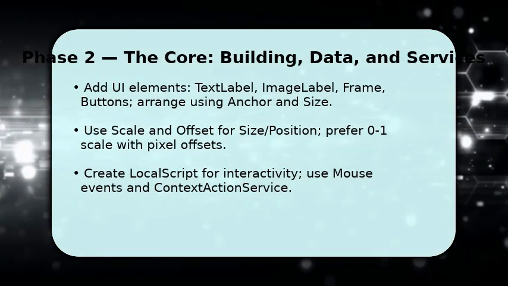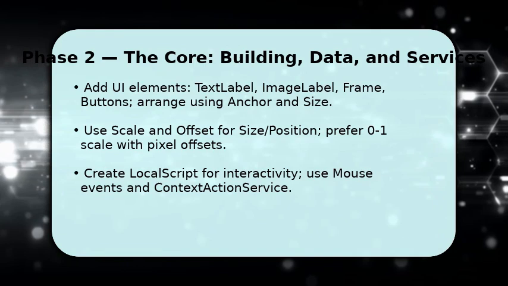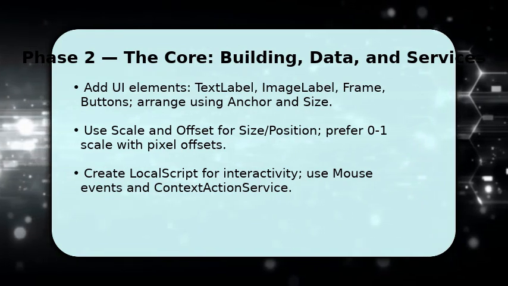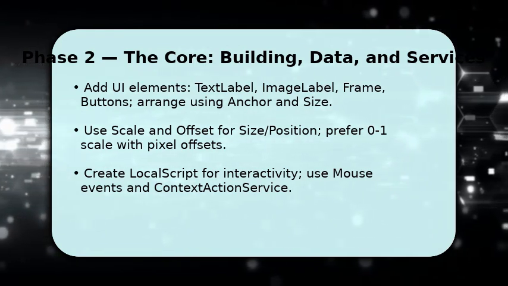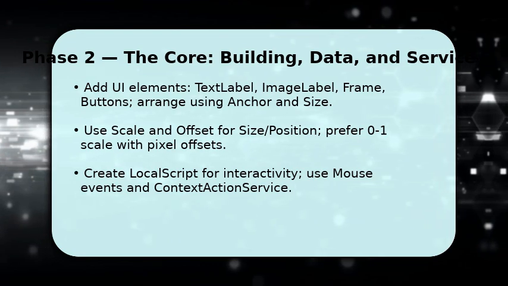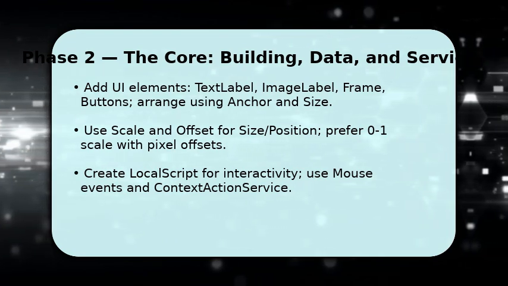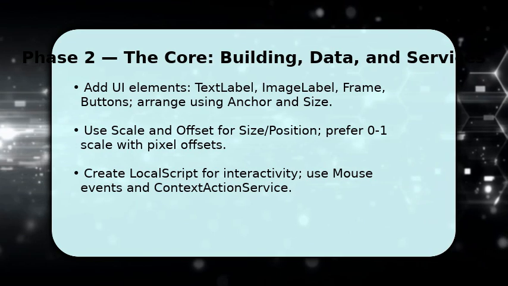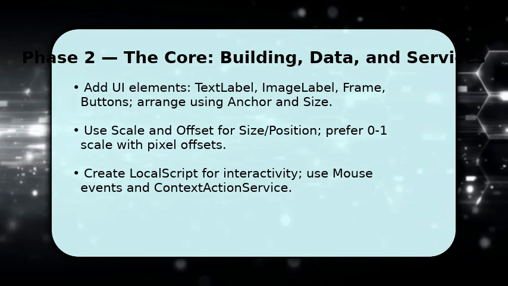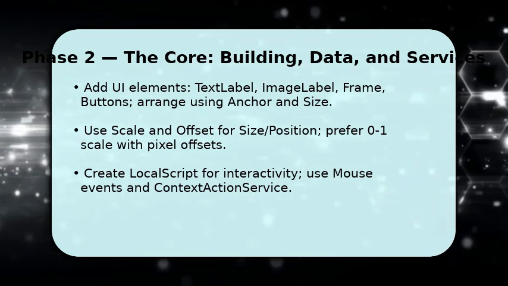Now design the content. You add a TextLabel or ImageLabel into the SurfaceGui and set the size using UDim2 scale so it adapts to part size. Use AnchorPoint and Position with UDim2.new, X scale, X offset, Y scale, Y offset to align elements precisely.